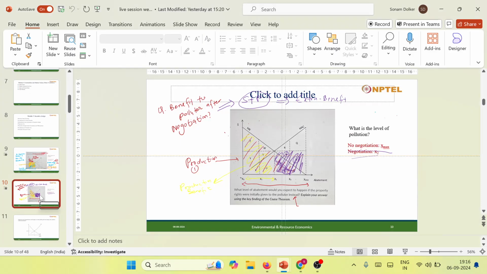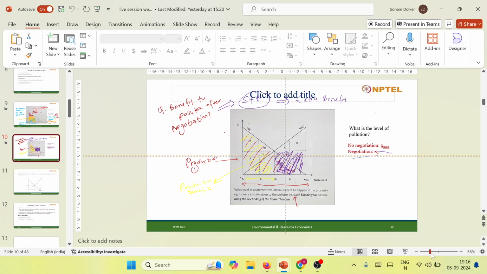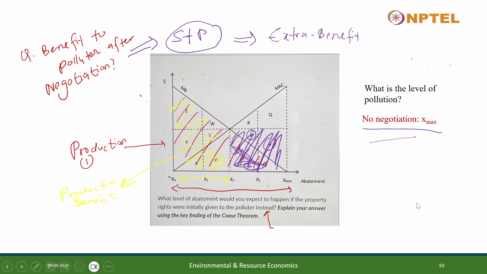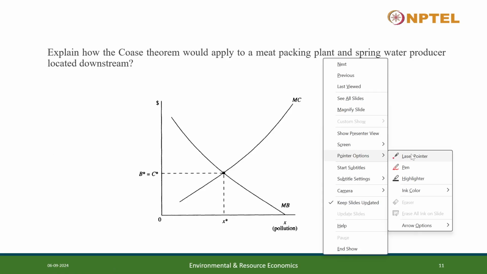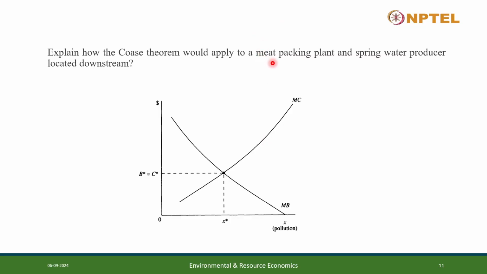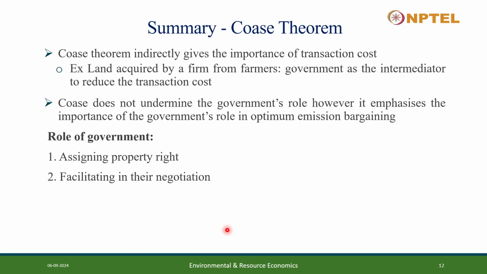So this is the part 1 which we have discussed, and then we have solved some questions on the Coase theorem, where there are two plants, a meat packing plant and a spring water producer plant, and how they will negotiate by the Coase theorem. So this is the generalized Coase theorem principle, where two parties, one is the polluter and one is the pollutee, that is the victim. By their negotiation, the optimum level of pollution is achieved. So that is the Coase theorem.